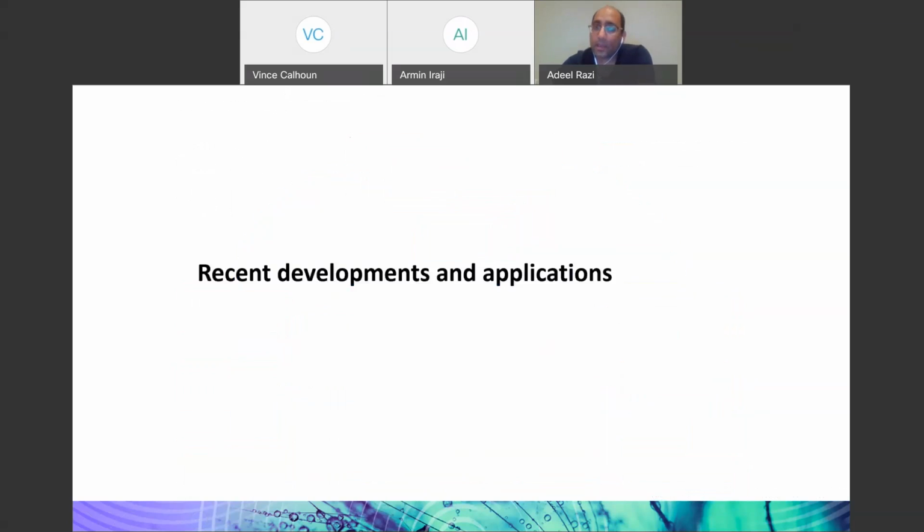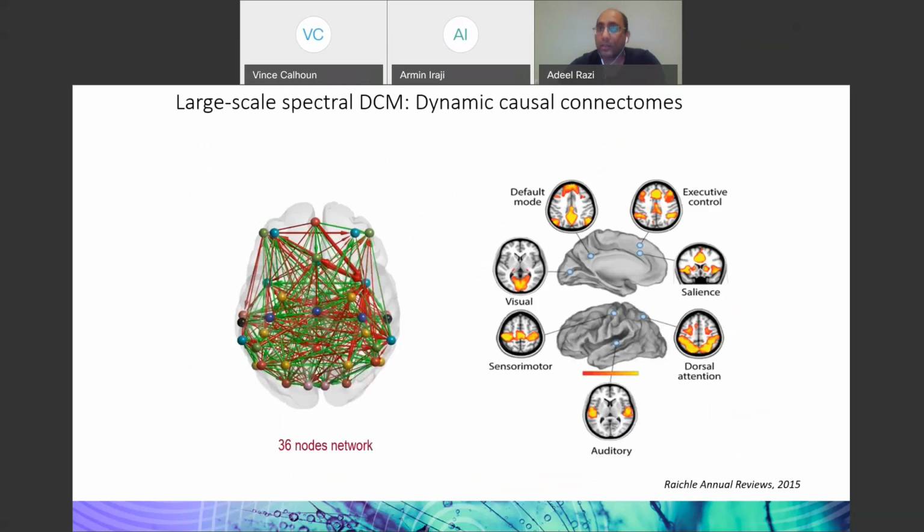Okay, so let's move on to some more recent developments, and I also want to show a couple of applications of the modeling. So let's start with what we call large-scale spectral DCMs.